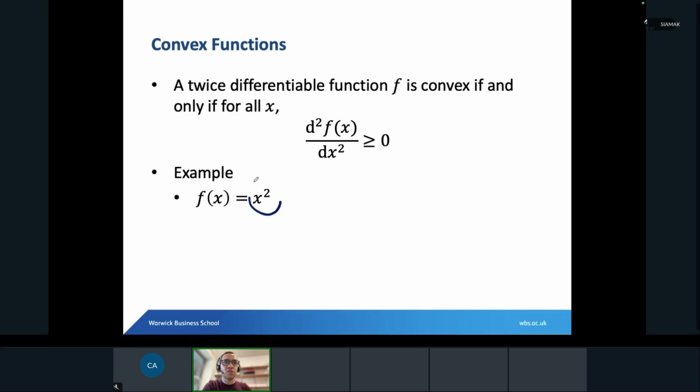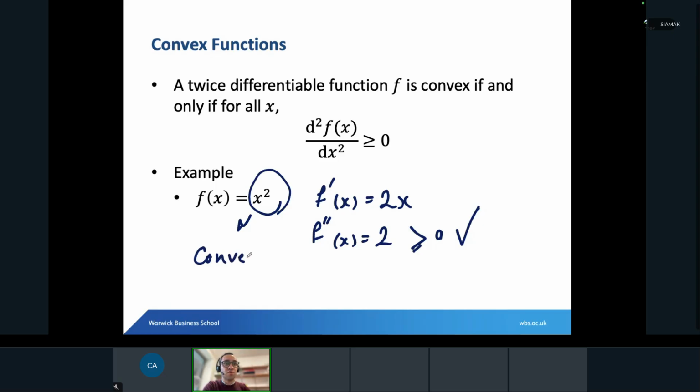For instance, for this one, if we take the first derivative, f prime of x, we can write it this way, it is 2x, and the second derivative is 2, and this is greater than or equal to 0. So we can say that this function is convex. This is the property of this function.